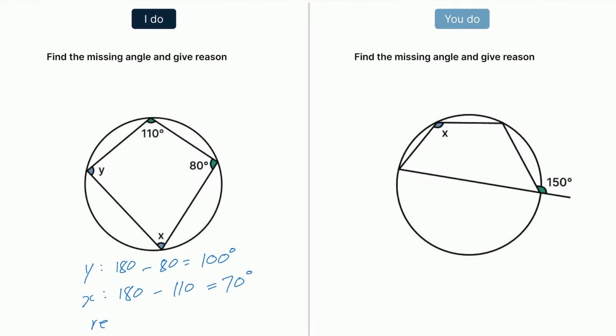And remember, please, a lot of people forget to write the reason. You need to write the reason, okay? You have to state that opposite angles in a cyclical quadrilateral add up to 180.